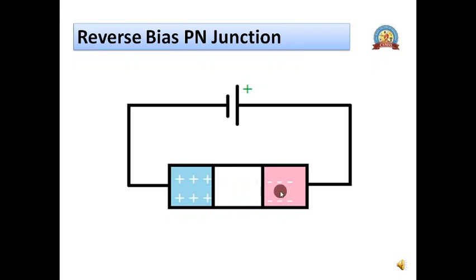So this is about the forward bias PN junction and the reverse bias PN junction and the working of the PN junction.